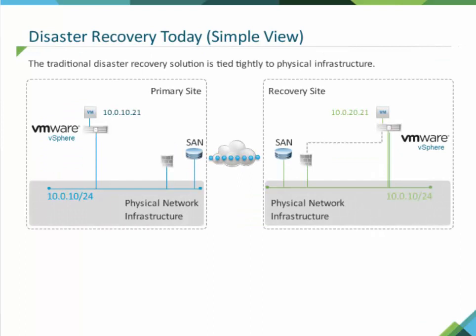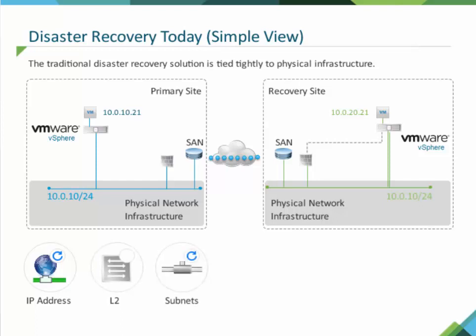The traditional disaster recovery solution is tied tightly to physical infrastructure, physical routers, switches, firewalls, and load balancers. The security domains of the protected and recovery sites are completely separate. As networking changes, be it new adds or deletes, updates are made to IP address, L2 extension changes, subnets, and so on at the protected site. No corresponding automated synchronization happens at the recovery site.